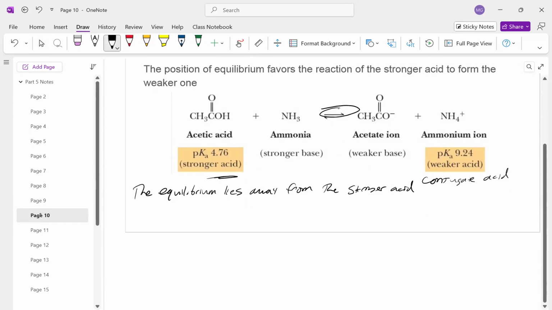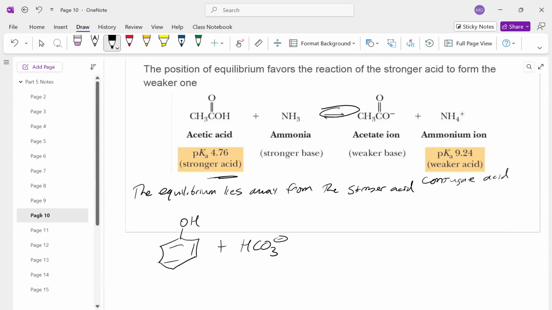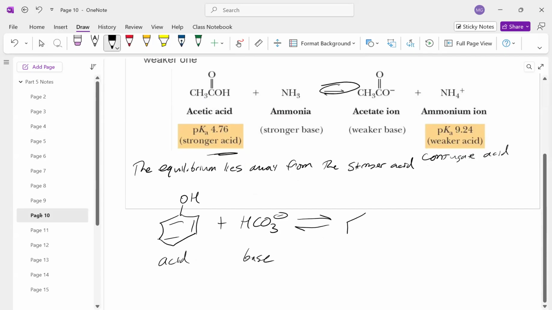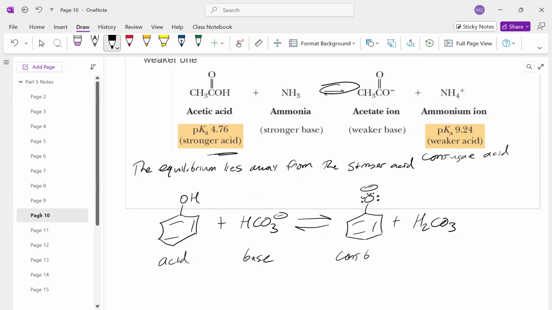Let's look at another reaction. So here we have a compound known as phenol, and we react that with bicarbonate. This is our acid. This is our base. And that forms something we call the phenoxide ion and carbonic acid. So this is our conjugate base and conjugate acid.